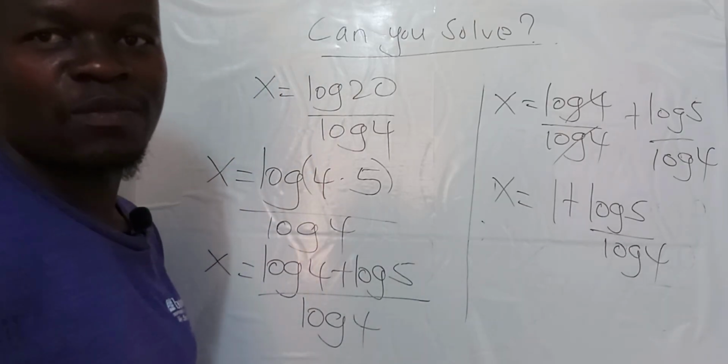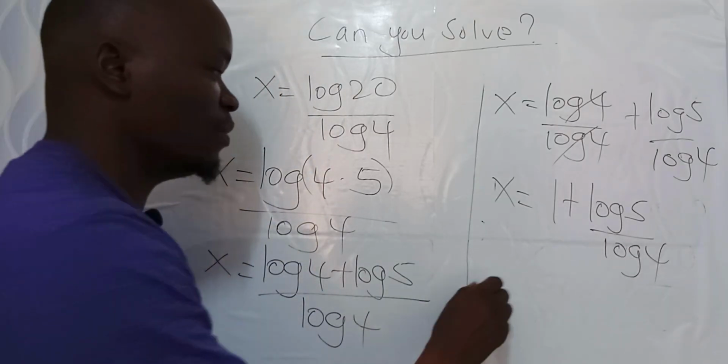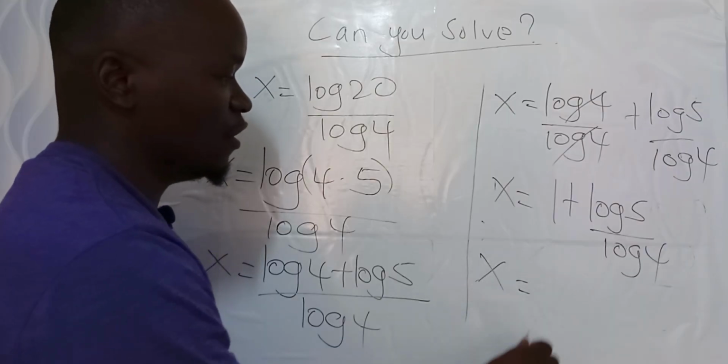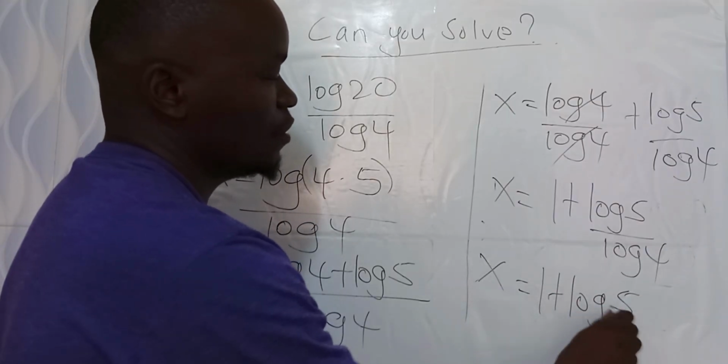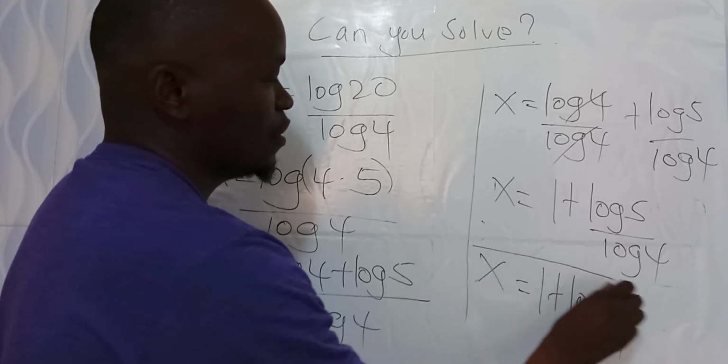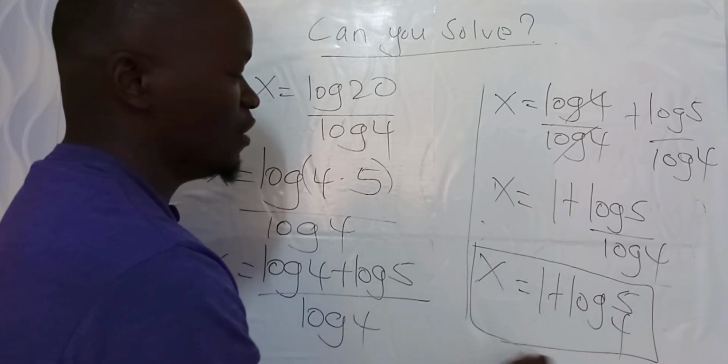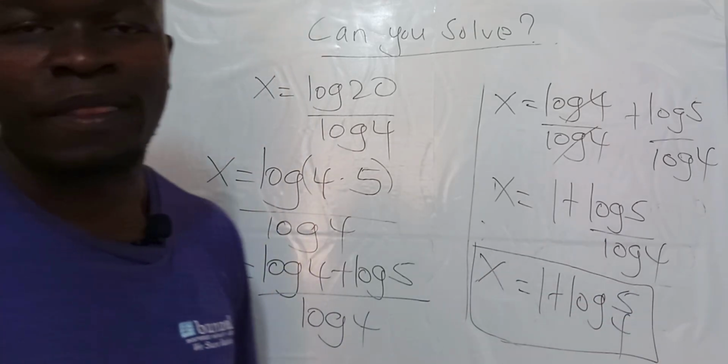So when you simplify this maths problem very fast, we remain with our final answer for the value of x is equal to 1 plus the log of 5 to the base of 4. So this now qualifies to be our maths answer.